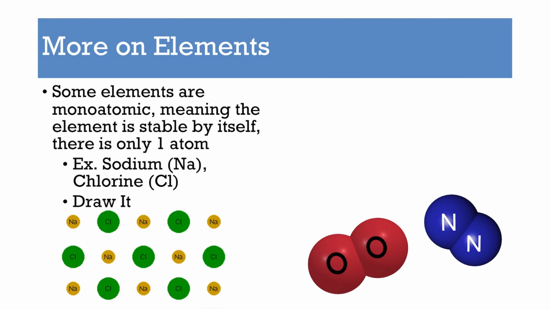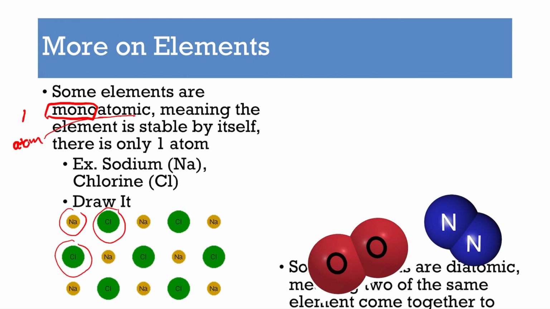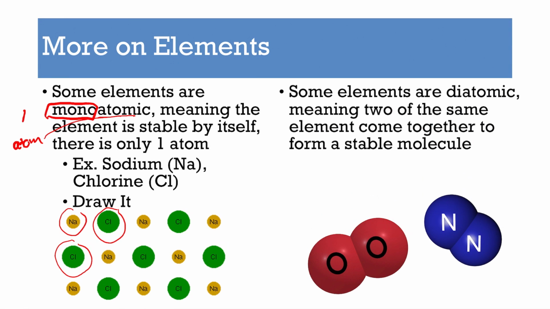Okay, so some elements are called monoatomic, and mono means one, and atomic looks like the word atom. So monoatomic means there's one atom by itself. Here we have some examples: sodium and chlorine. Do you see how these atoms are existing on their own? They're not hanging out with anybody. They're good on their own. That is monoatomic.